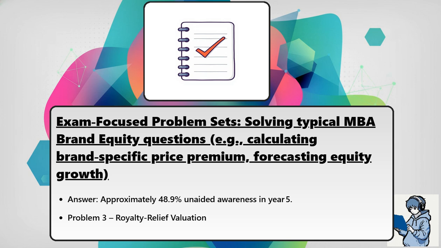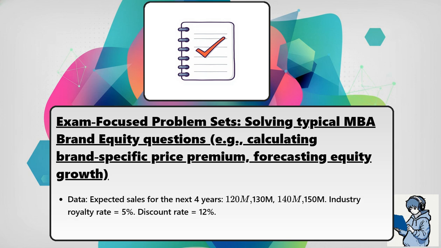Problem 3 - royalty relief valuation. Data: expected sales for the next 4 years: $120 million, $130 million, $140 million, $150 million. Industry royalty rate equals 5%. Discount rate equals 12%. Year 1, 5% times 120 million equals 6 million. Present value equals 6 million divided by 1.12 equals 5.36 million.